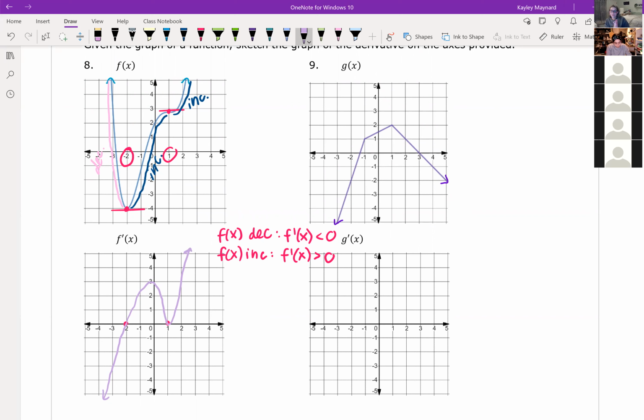So key takeaways, if the function is decreasing, derivative's negative. Function is increasing, derivative's positive. So that should help you at least get a rough sketch of the graph.